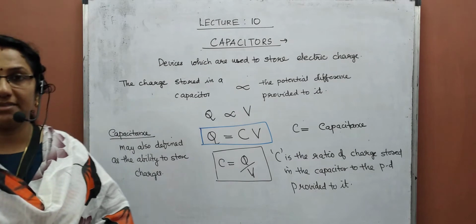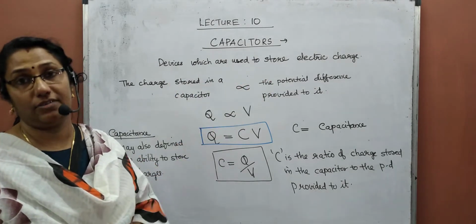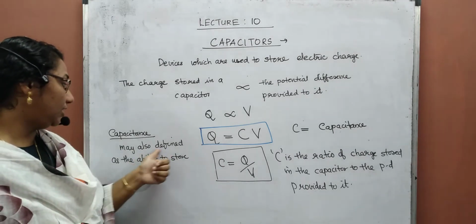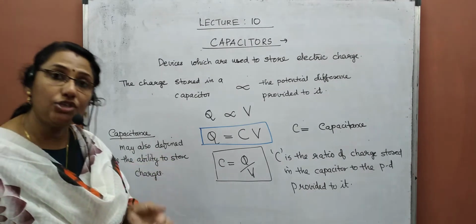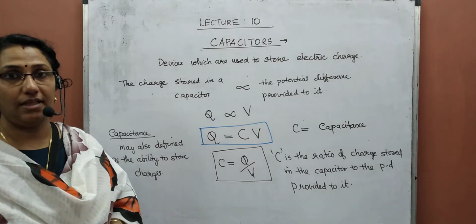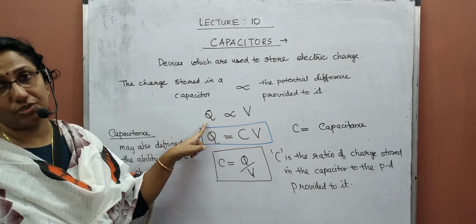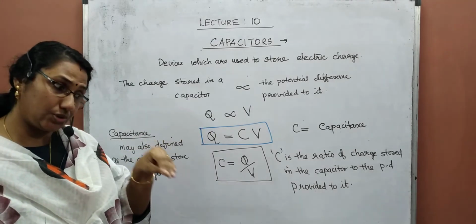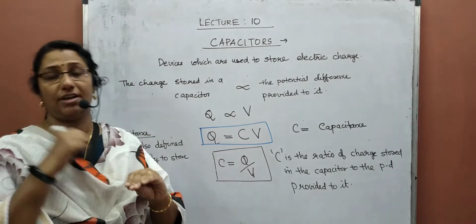So what is a capacitor? It is a device which is used to store electric charges. And its ability to store the charge is called the capacitance. But in order to store charges in a capacitor, it requires certain potential difference. And the potential difference will be directly proportional to the charge stored. We can say the charge stored in a capacitor is always directly proportional to the potential difference provided to it.